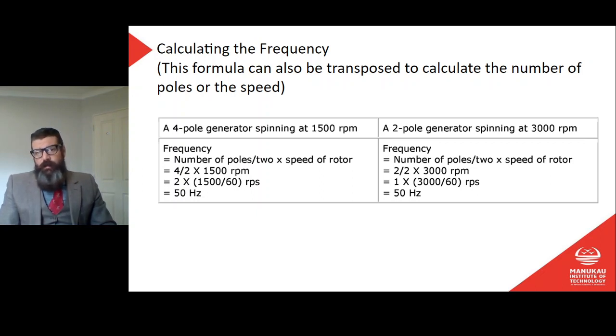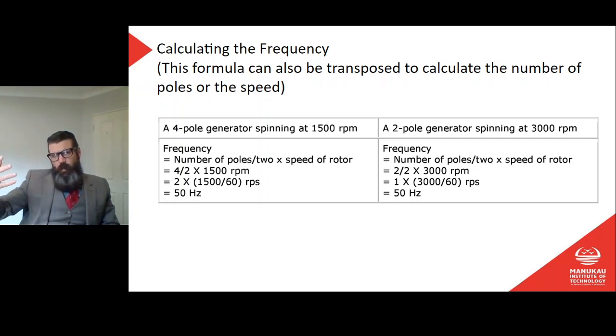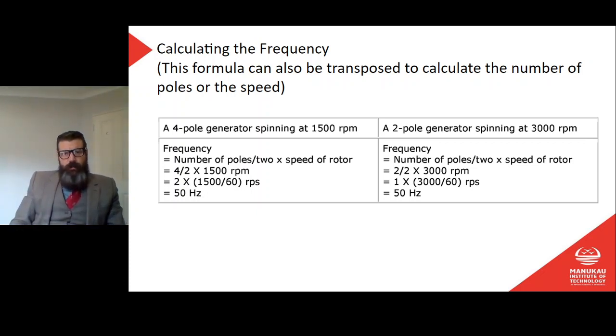A 2-pole generator spinning at 3000 RPM. So now I've halved the number of poles but doubled the speed. So it will be number of poles divided by 2 times the speed of the rotor. So 2 divided by 2 is 1. In this case, 2 poles means I have 1 pair of poles. So I could also say pairs of poles is 1, times 3000 RPM. 3000 divided by 60 will be my revolutions per second. So 1 times 3000 divided by 60, so 1 times 50 will be 50. So we can see there that in either case we get 50 Hertz.